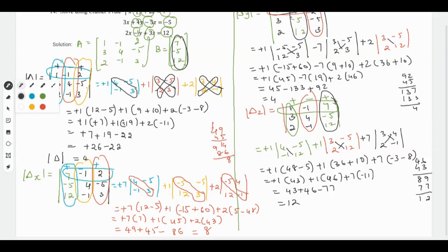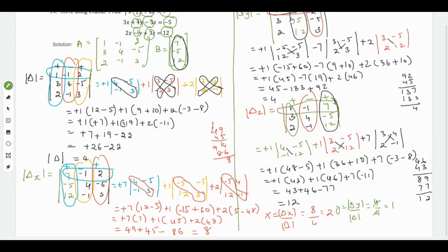Now the final answer: x will be delta x by delta. Delta x is 8 divided by 4, that will be 2. Then y will be delta y divided by delta. So delta y here is 4, 4 divided by 4 is 1.